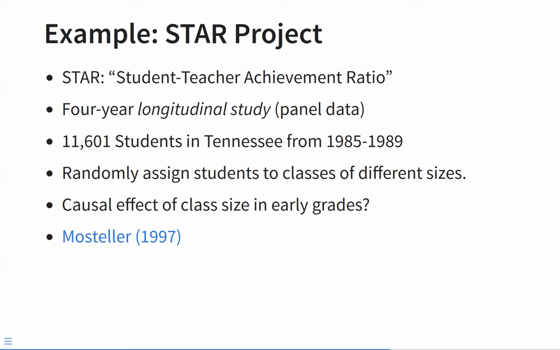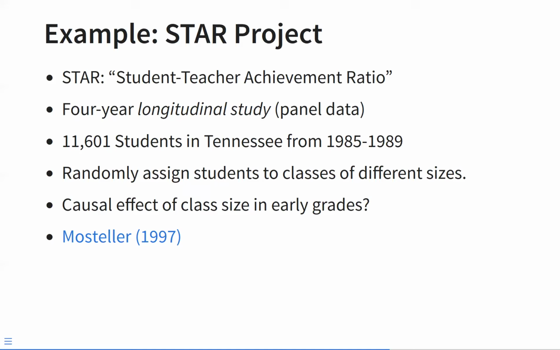This was a 4-year longitudinal study that was carried out in Tennessee, in which over 11,000 students were randomly assigned to classes of different sizes. And the research question of interest here was whether the class size in early grades of school actually matters. Does it have any effect on later outcomes?